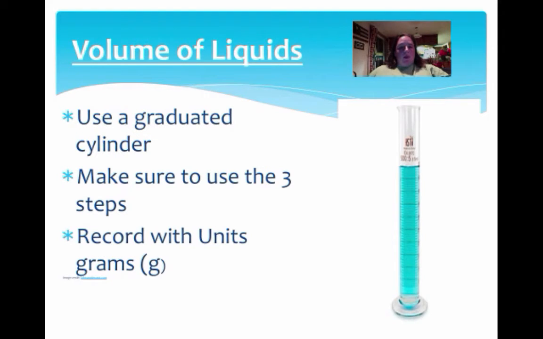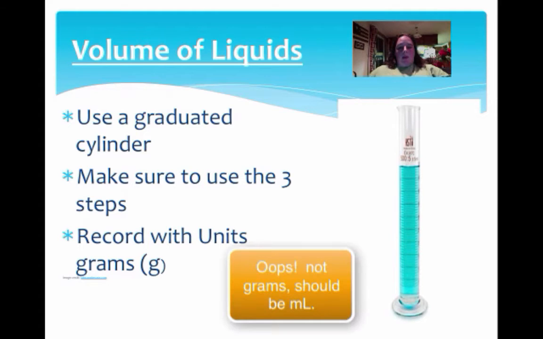So when you go to do the volume of a liquid, simply use a graduated cylinder. Make sure you use your 3 steps: flat surface, eye level, bottom of the meniscus, and make sure you record with the units. Oh, whoopsie, that says grams, that should say milliliters.